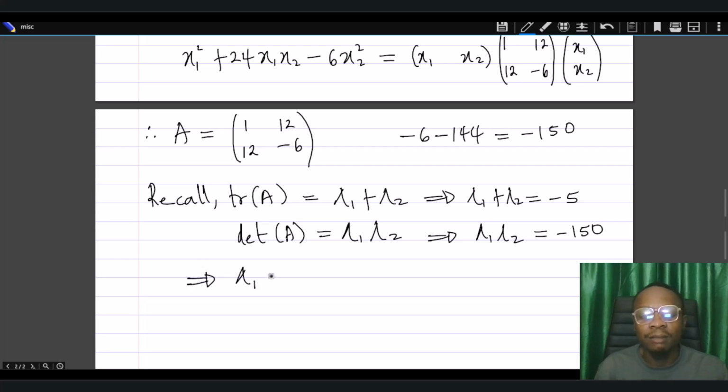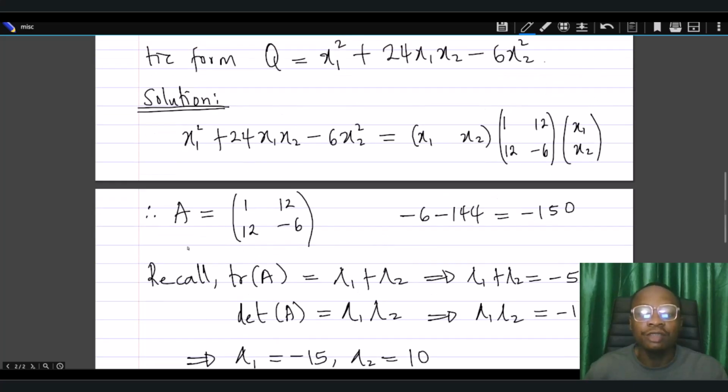We just say that lambda 1 will be equal to, either of them can come first. So we can say lambda 1 is equal to minus 15 and lambda 2 equal to 10. Okay, so with that, we have the two eigenvalues of this matrix representation of the quadratic form.